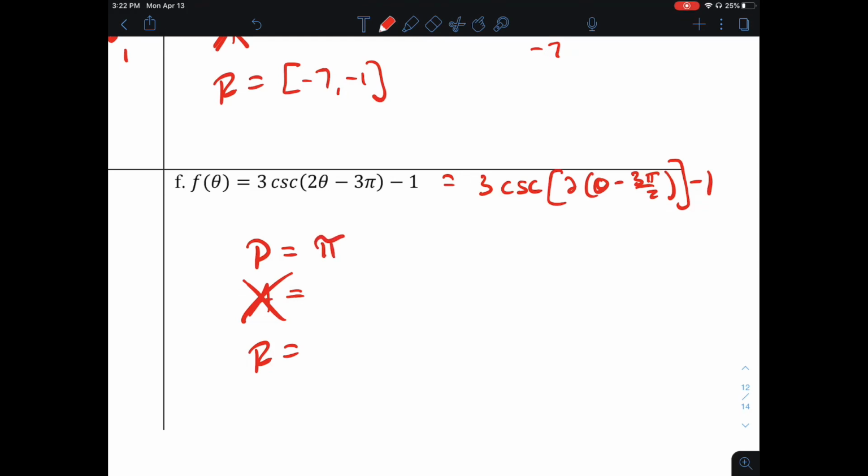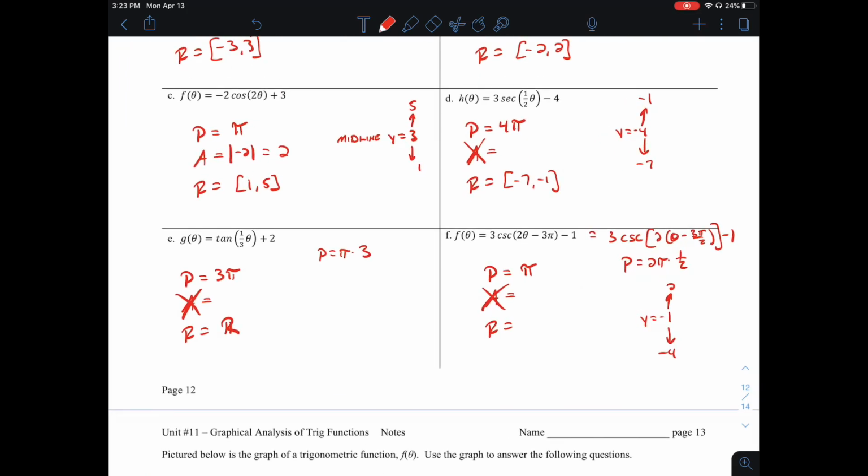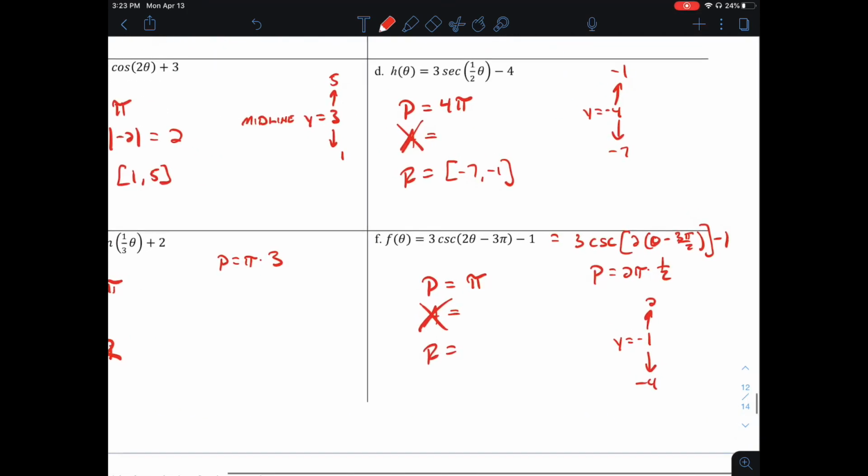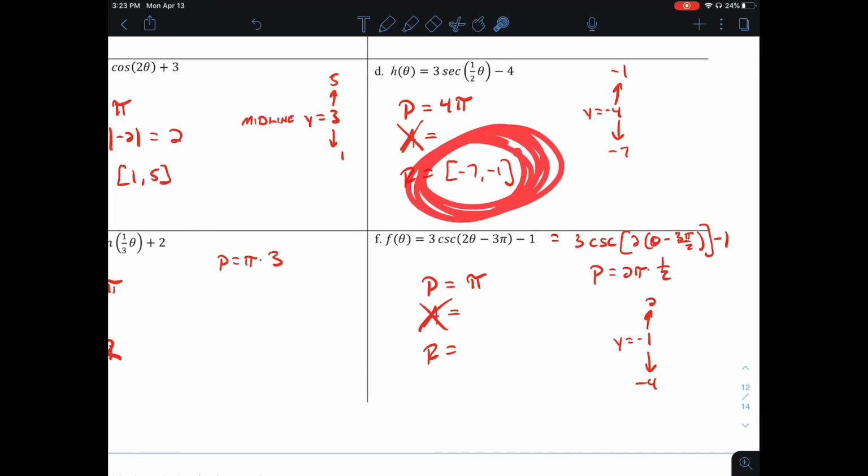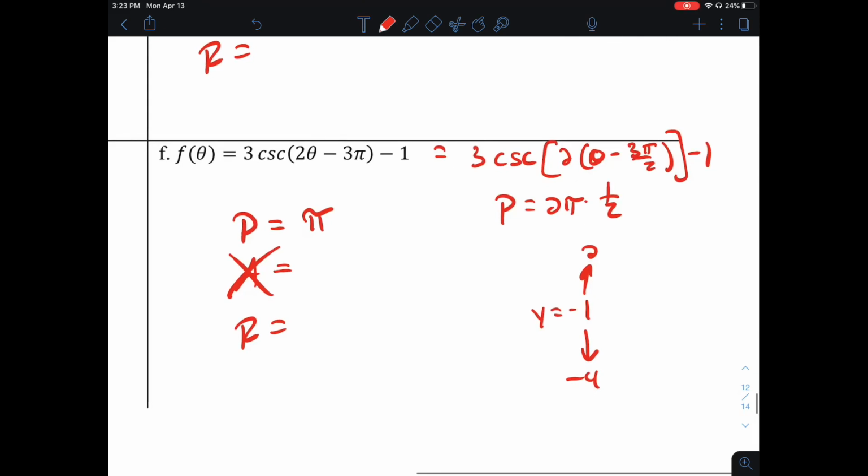The period for this is going to be pi because the parent's period is 2 pi, and we're cutting it in half because of this 2. The range for this, the midline is at y equals -1. We're still supposed to go up from this 3, puts us at 2, down from this 3 is at -4, and I just misspoke once again. That is not the range. And I screwed up this one as well, this one up here. That is not the range. If this was sine or cosine, that would be the range. So that was wrong. Let me finish F, then we'll go back to D.